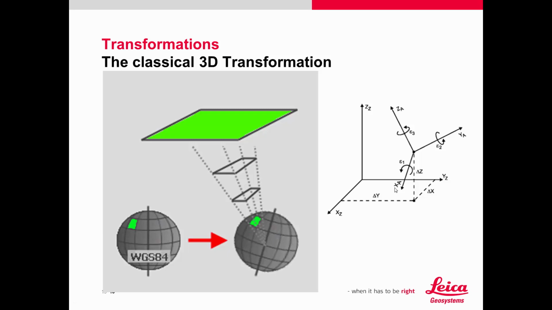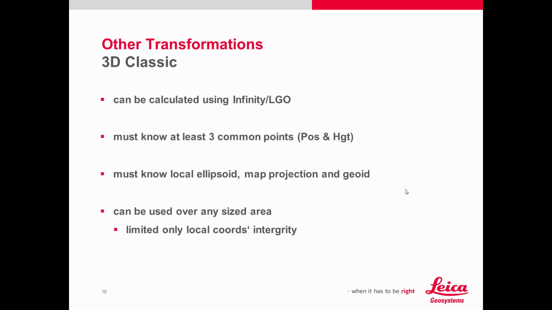So the classical 3D transformation, you can see we need 3 translations, delta x, delta y, delta z, and 3 rotations and 1 scale factor. To make this one, we can calculate for sure using Leica Infinity or Leica LGO. We need at least 3 common points in position and height. We must know the local ellipsoid, and we must know the map projection and geoid if required.